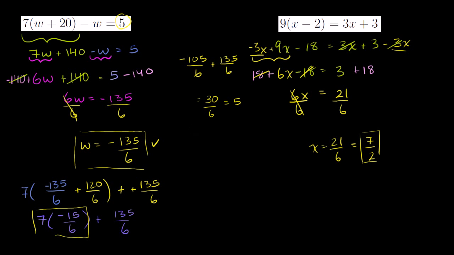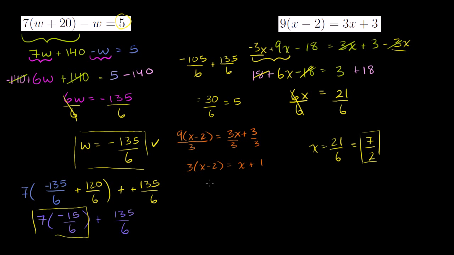Now, I said that there's multiple ways to do this problem. Let me do it another way here in orange. So you have 9 times x minus 2 is equal to 3x plus 3. Well, I see a 9. I see some 3's. What if I just divide both sides of this equation by 3? So if I divide that side by 3, and I divide all of these terms by 3, what do I get? This becomes 3 times x minus 2 is equal to x plus 1.